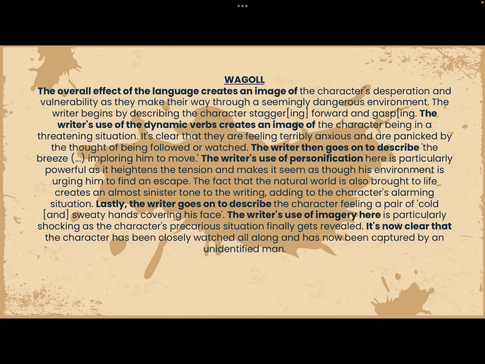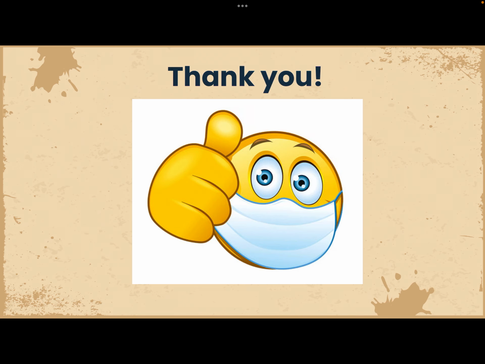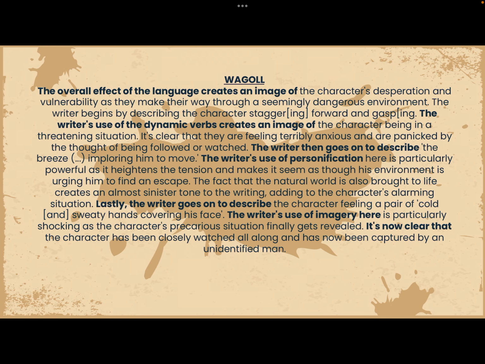Then the writer goes on to describe. The writer's use of the personification. Lastly, the writer then goes on to describe use of imagery. And lastly, it shows us the overall picture. So these are some examples of how you can achieve and score a band, maybe higher band for this writer's effect question.